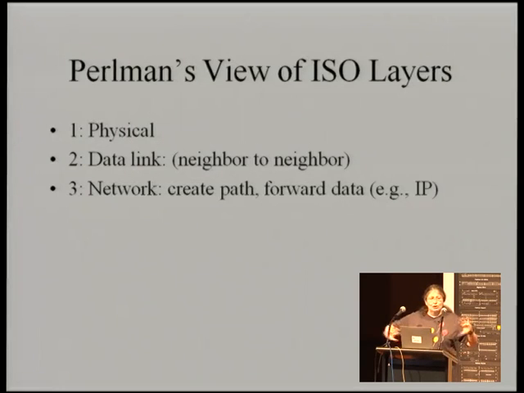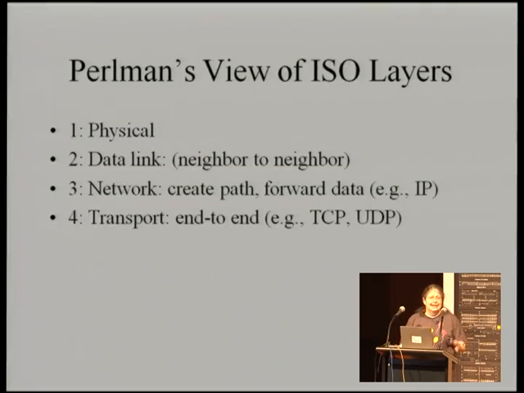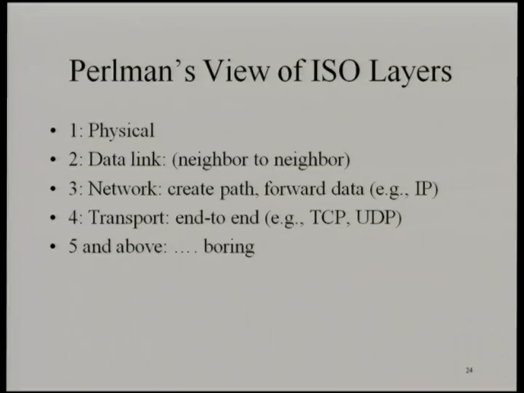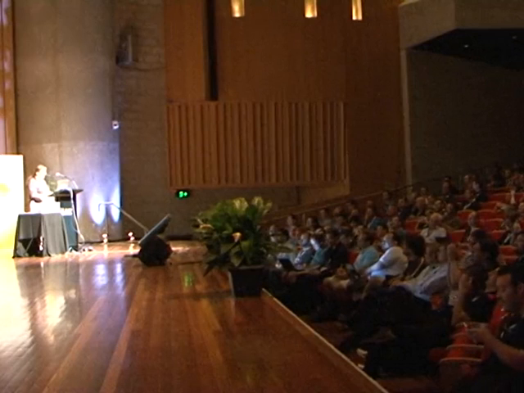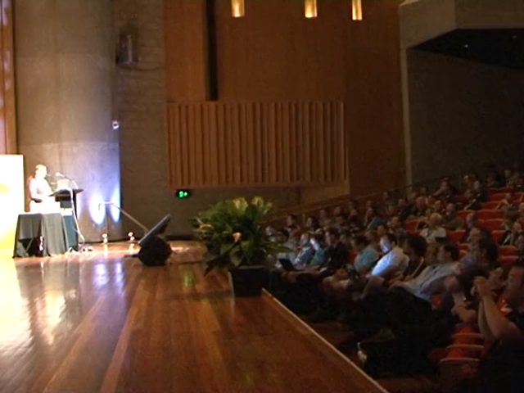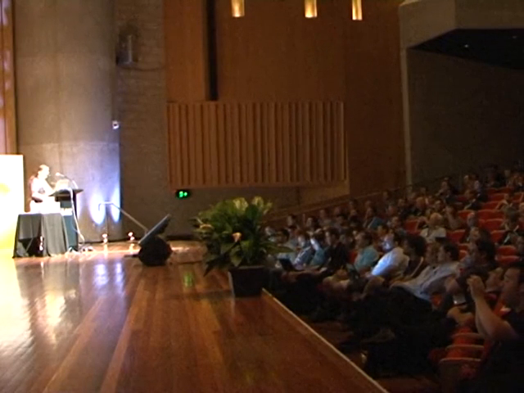Layer 3 is the thing that creates an entire path and forwards the packet. An example of that is IP. Layer 4 is end-to-end stuff like TCP, which might put packets back in order and retransmit things that were lost. And layers 5 and above are boring. So that's why I say it's mine. ISO didn't describe it that way.